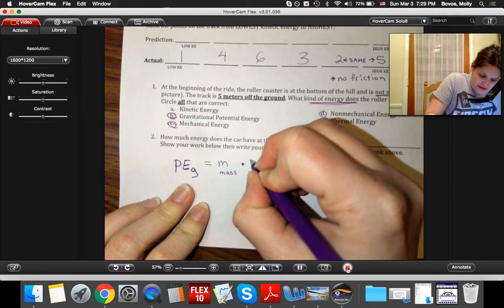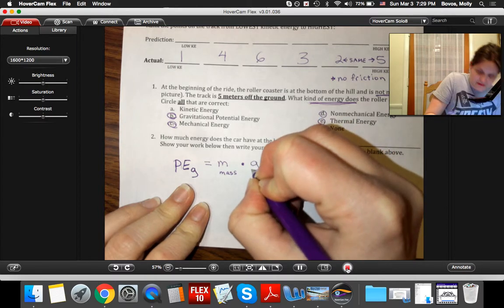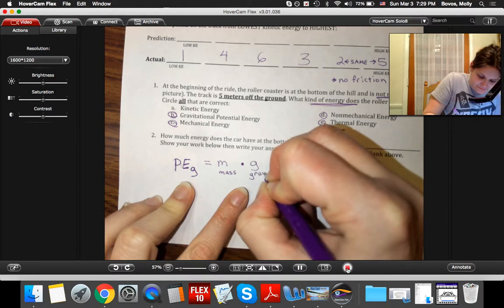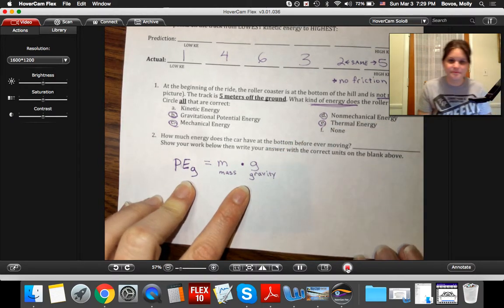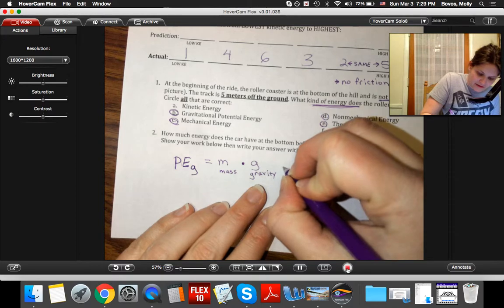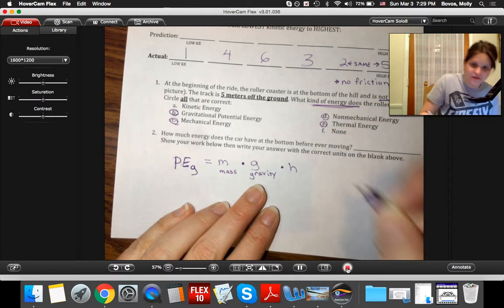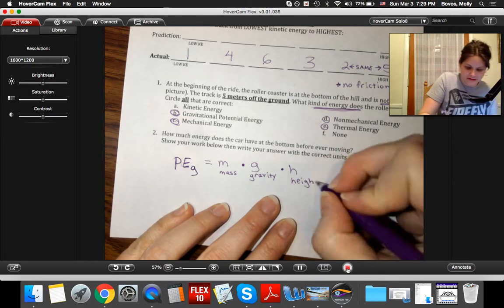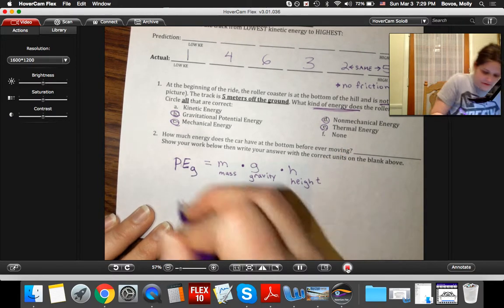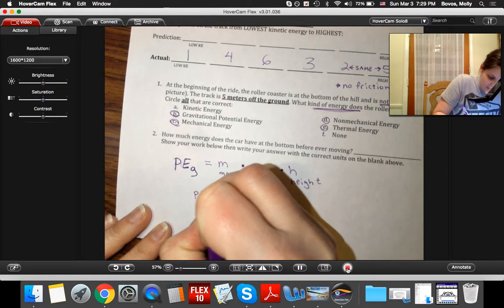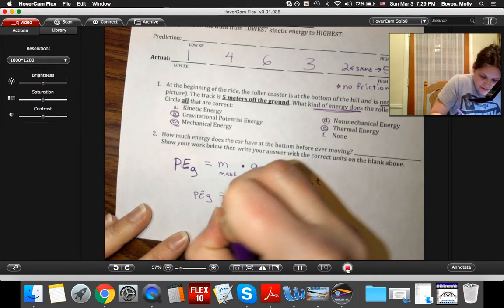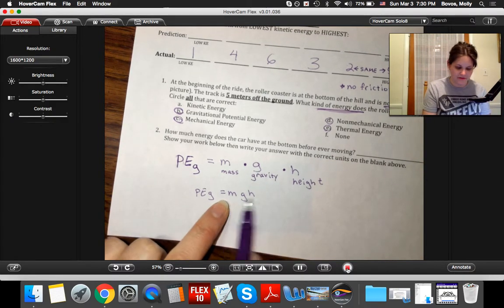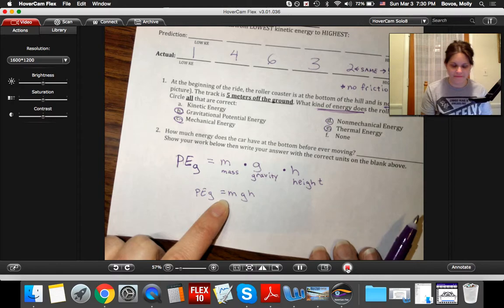times G, which stands for gravity. Okay. And then times H, which stands for height. So let me write that a little bit shorter. PE_G is equal to MGH. Remember, when we put the letters right next to each other, that means multiply.